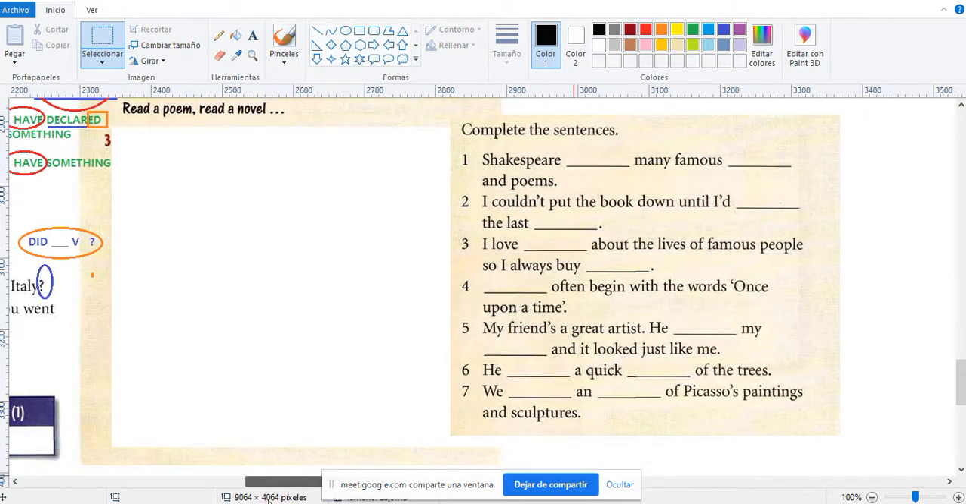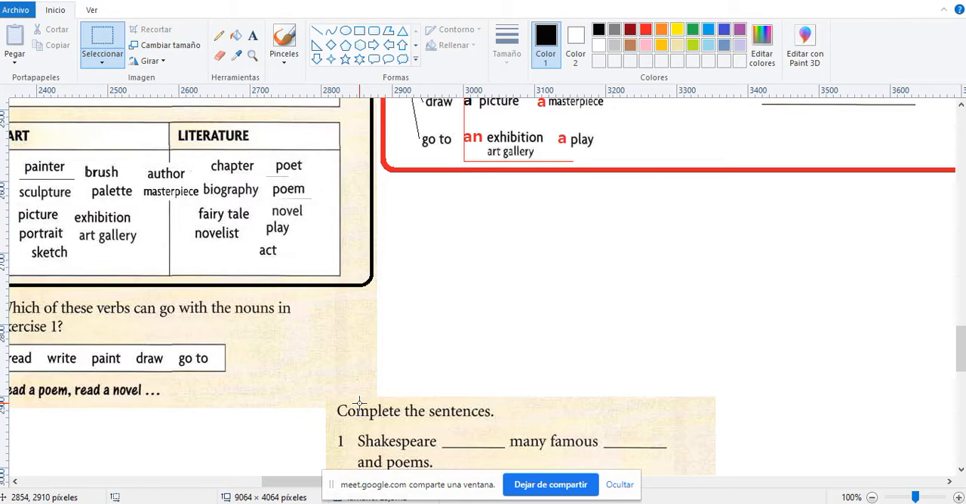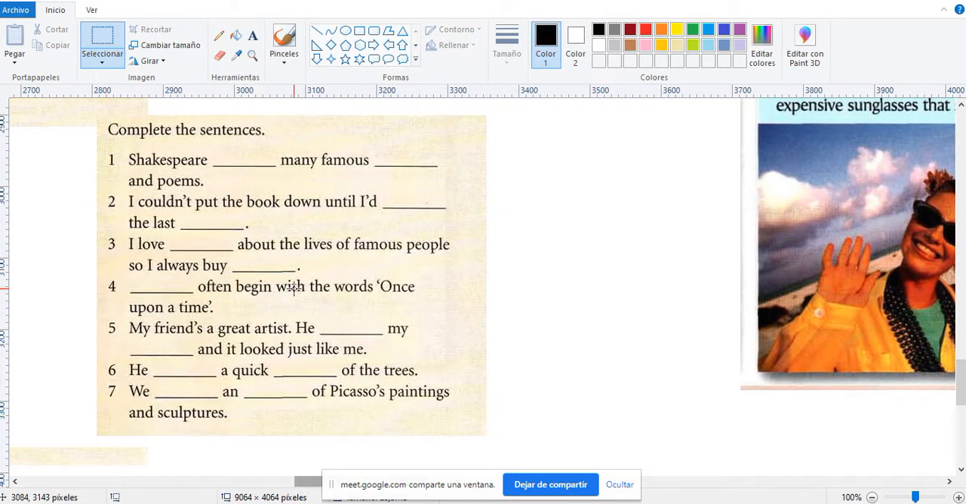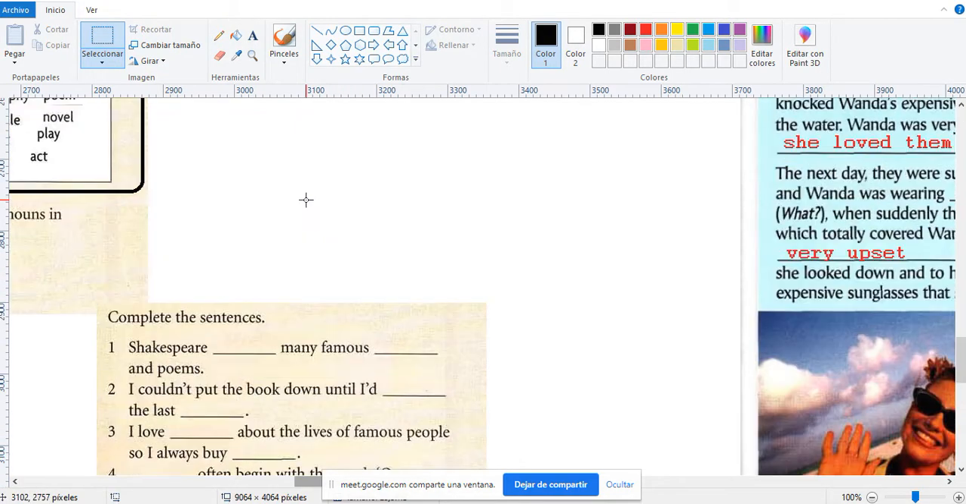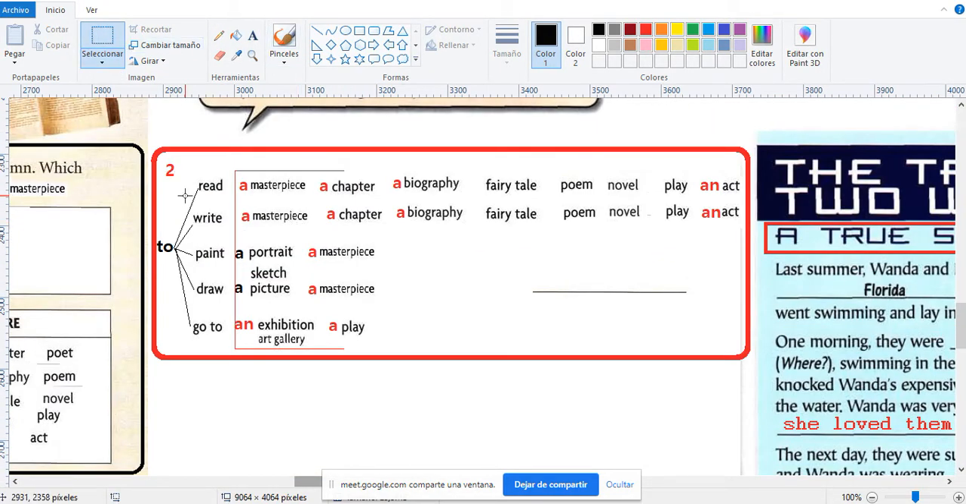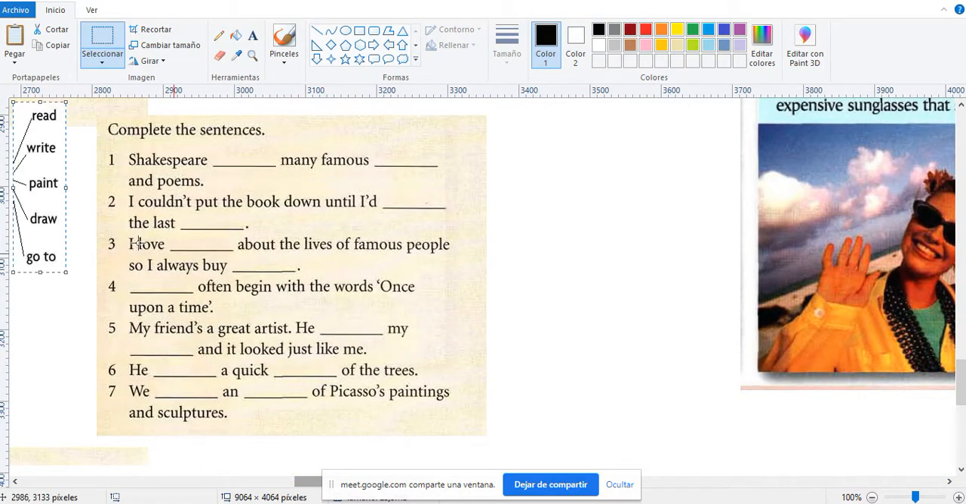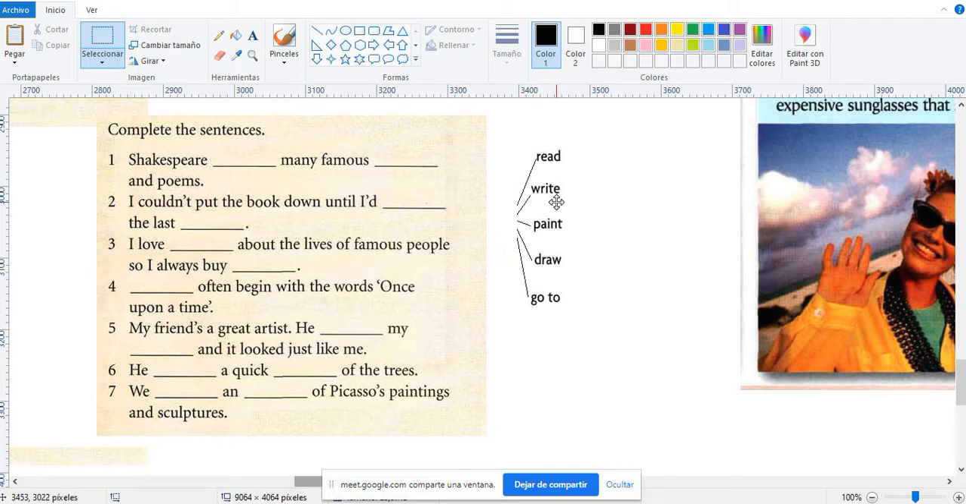Okay? So that is a little set of sentences, un pequeño montón de oraciones, and we have to complete them with the words that we learned yesterday, con los verbos que aprendimos, con los que iban, which were most likely to accompany the nouns we saw. Eran los que más probablemente acompañaban a estos sustantivos que vimos. Leer, escribir, pintar, draw, and go to, dibujar e ir a.